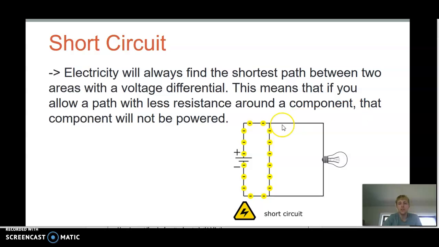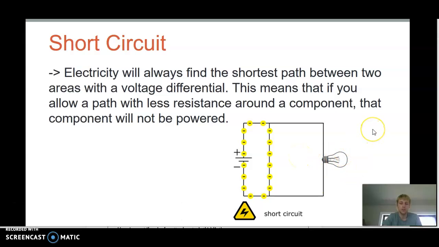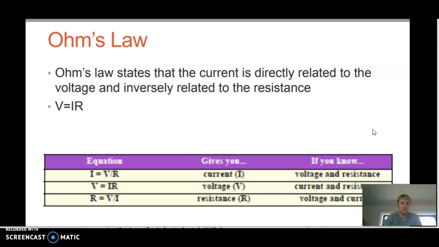Now, something to consider is there might be something called a short circuit that could develop. If you have a component you're trying to power, but you give electricity a different path to follow that has less resistance, that allows it to skip that component, the electricity will do so. This is a short circuit. So there'll be no power to it. That'd be no good. Something to watch out for.